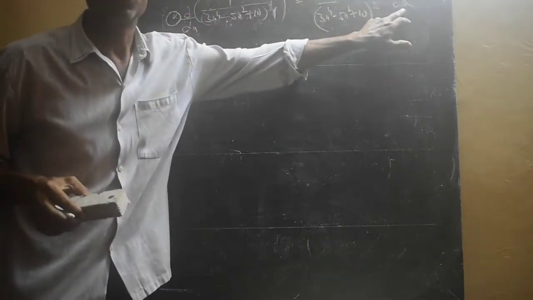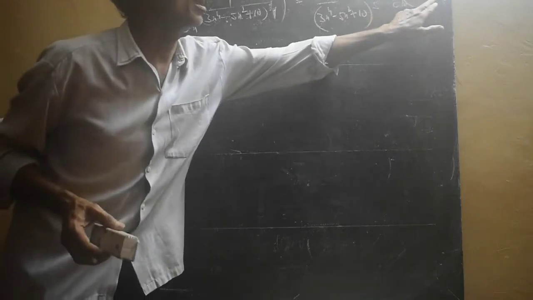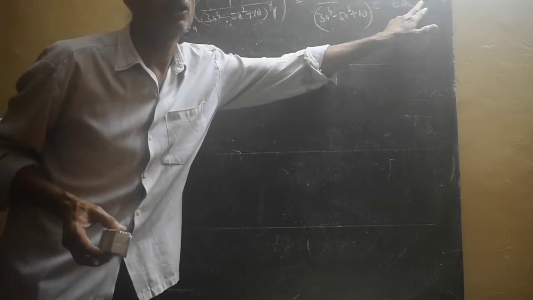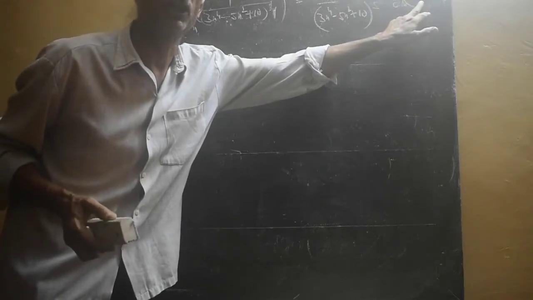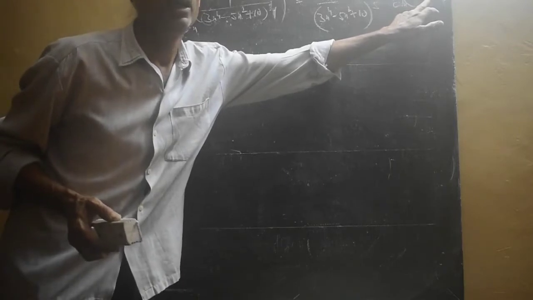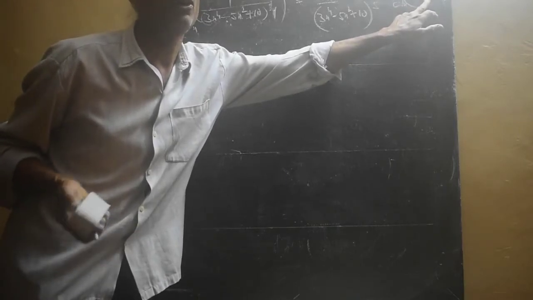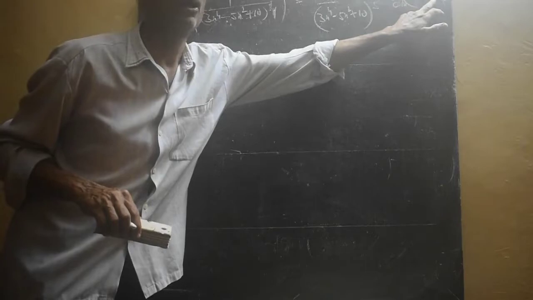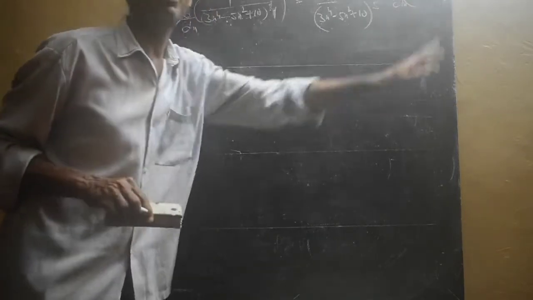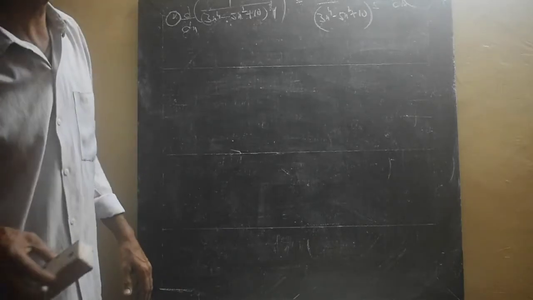This type of differentiation should be written directly. Plus or minus means you have to differentiate each and every term. 3 constant, d by dx of x raised to 4 is 4x cube. 3 4s are 12x cube. Minus 5 outside, d by dx of x square, constant should be taken outside, differentiation is 2x, 5 into 2 is 10x, plus d by dx of pure constant 10, that's 0.